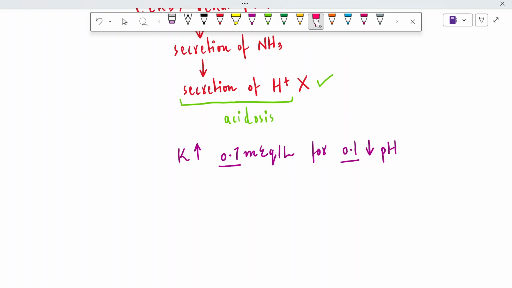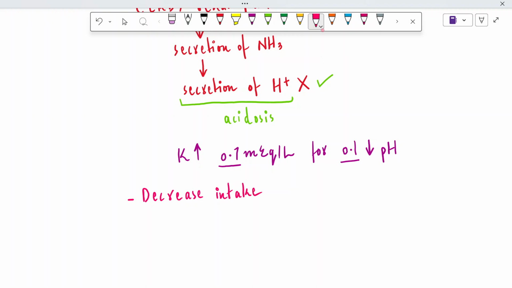Other causes of hypokalemia can be decreased intake. It's a very obvious cause. The patient is not having enough potassium in the diet. It will be decreased intake.